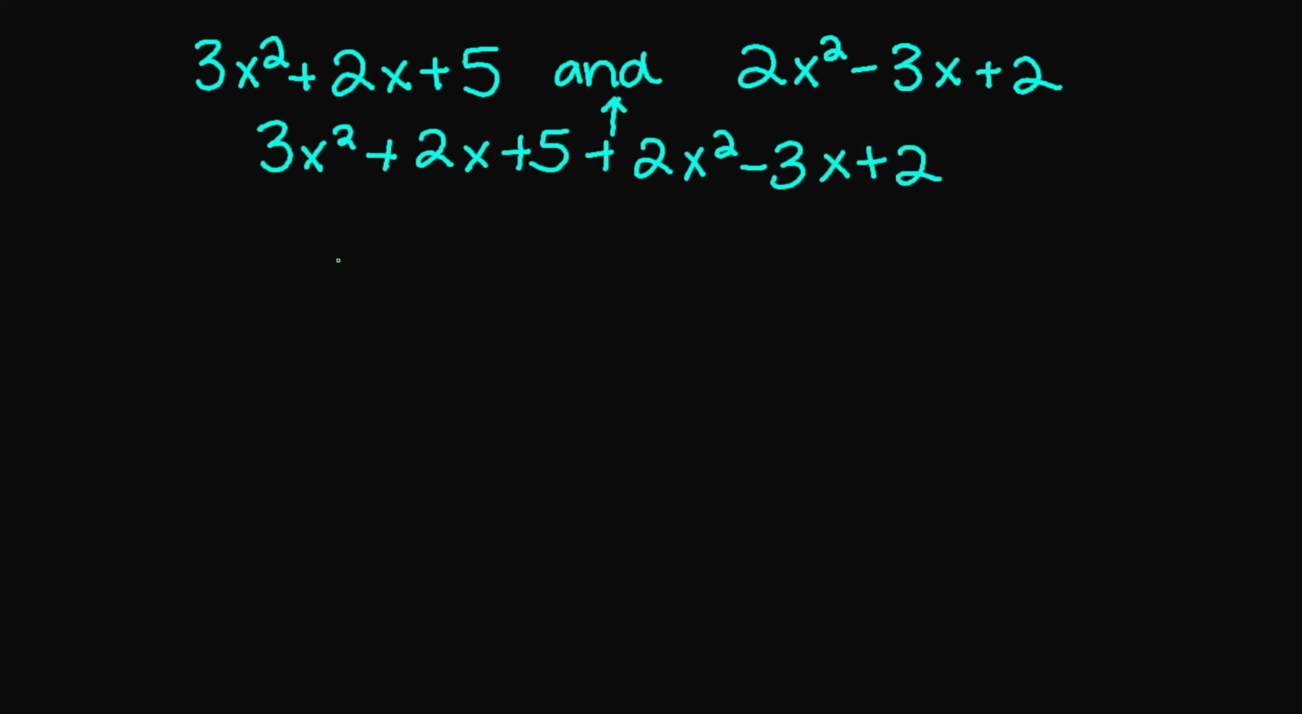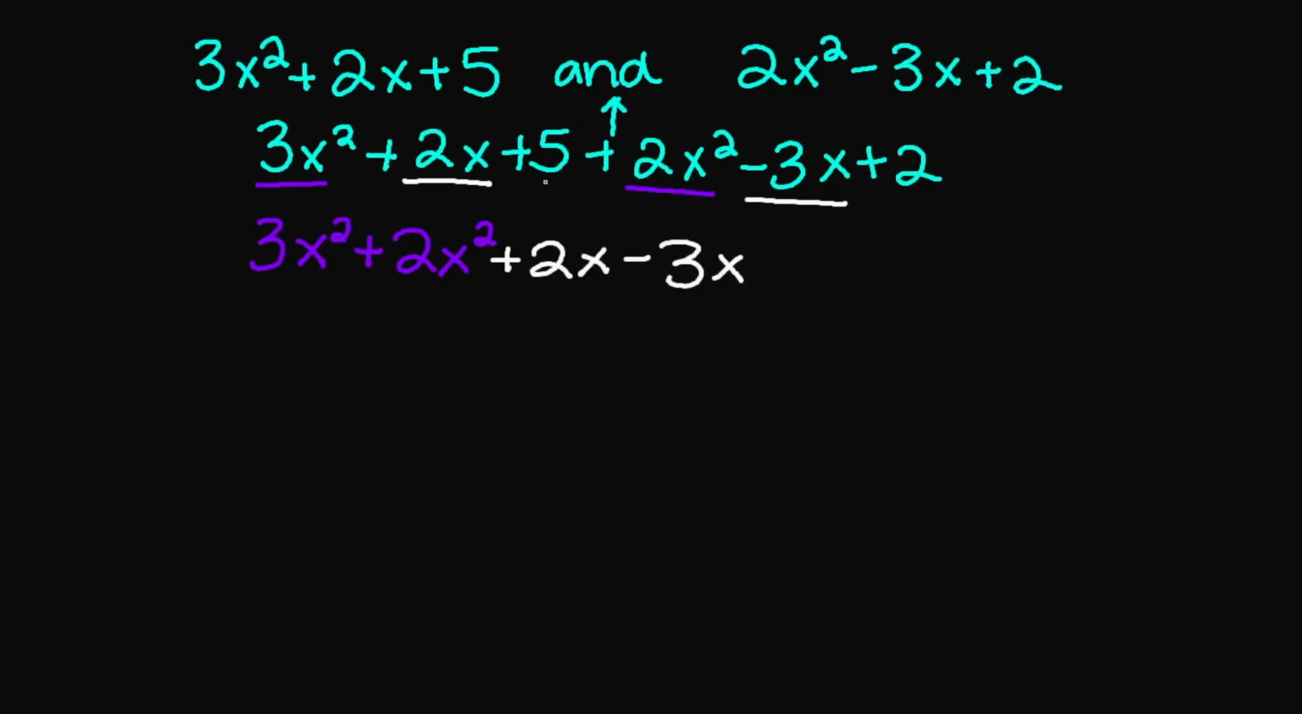Next, I'm going to bring my like terms right next to each other so that it's easier to add or subtract. So we're going to start with 3x squared, and I have another x squared here. So let's write that. We're going to have 3x squared plus 2x squared. Next, we have 2x here and a negative 3x, so I'm going to write plus 2x minus 3x. And then we have our constant values, 5 and 2, so I'm going to write plus 5 and plus 2.